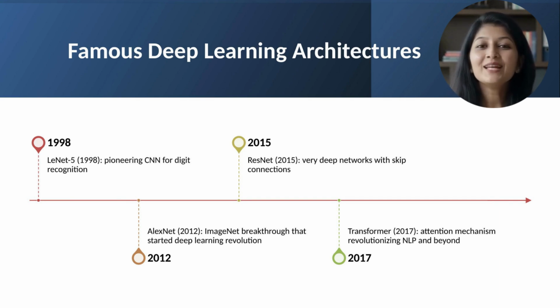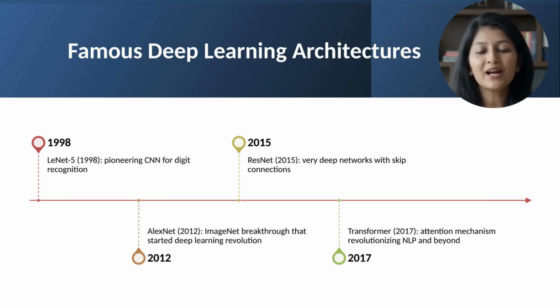LeNet-5, developed by Yann LeCun in 1998, was the pioneering CNN. It classified handwritten digits for check processing. The architecture was small by today's standards, a few convolutional layers, pooling, and fully connected layers, but it demonstrated CNNs' potential. It established the basic CNN design pattern still used today.